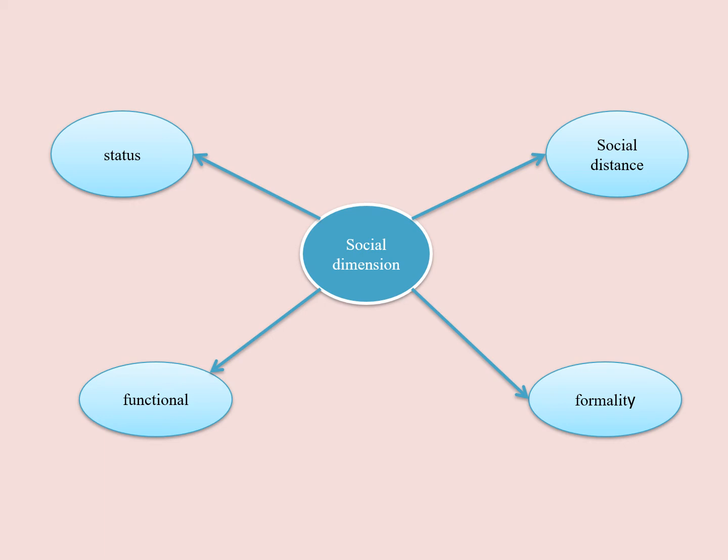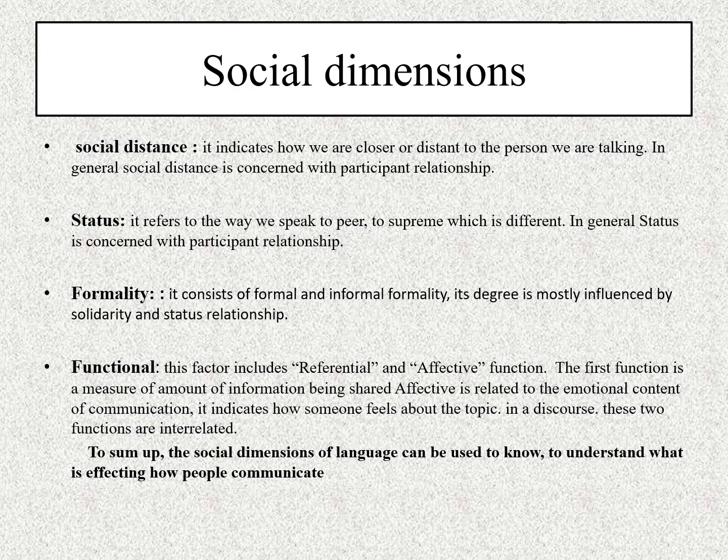This picture shows the statistics of the context that reflect how language is used in society. These social dimensions are divided into 4 dimensions: social distance, formality, status, functional. Let's begin with social distance. I'm going to give you an example in order to understand it more.